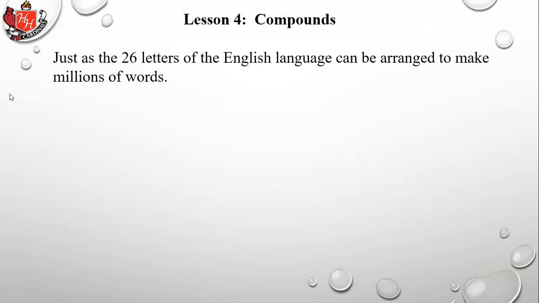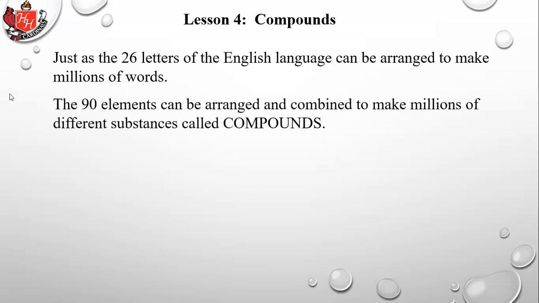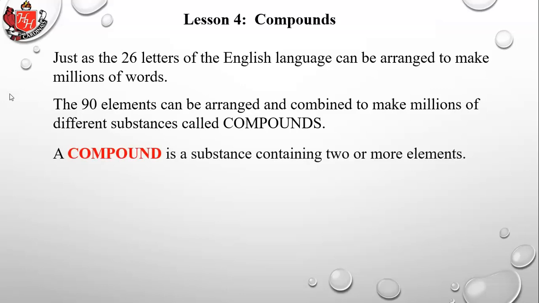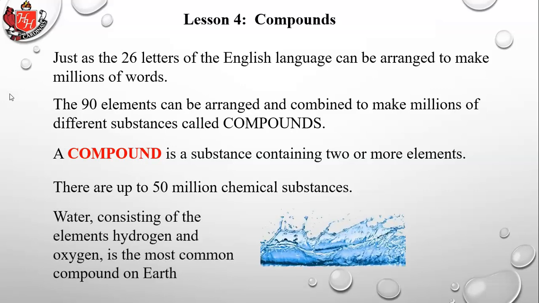Just as the 26 letters of the English language can be arranged to make millions of words, the 90 elements can be arranged and combined to make millions of different substances called compounds. A compound is a substance containing 2 or more elements. There are up to 50 million chemical substances in the universe. Water, consisting of the elements hydrogen and oxygen, is the most common compound on Earth.